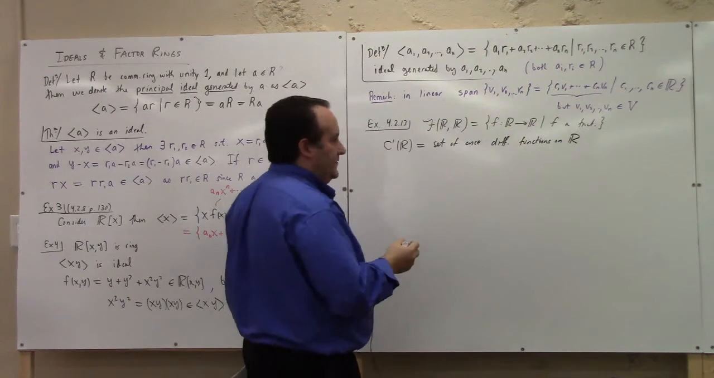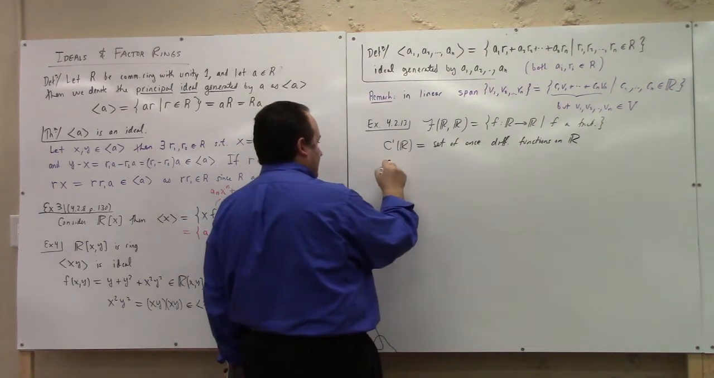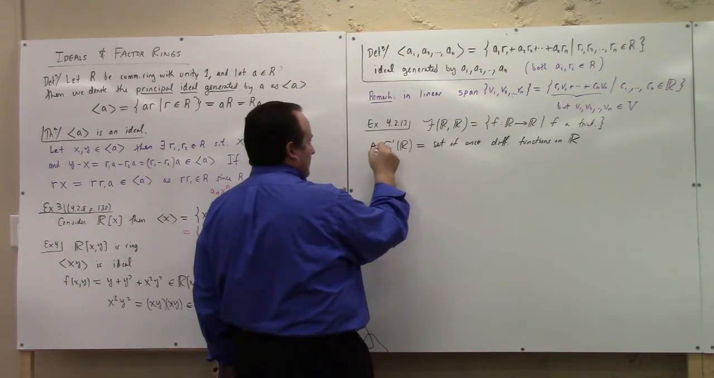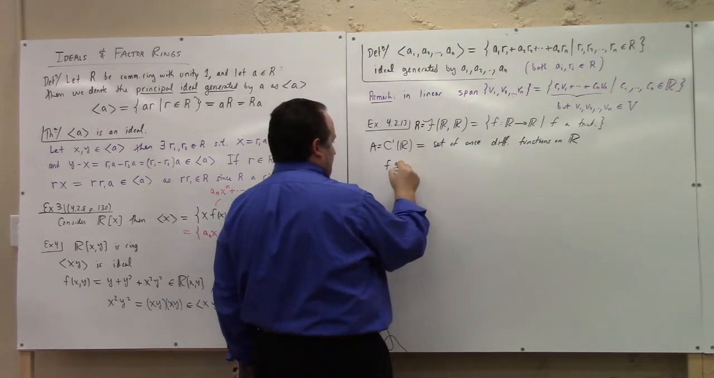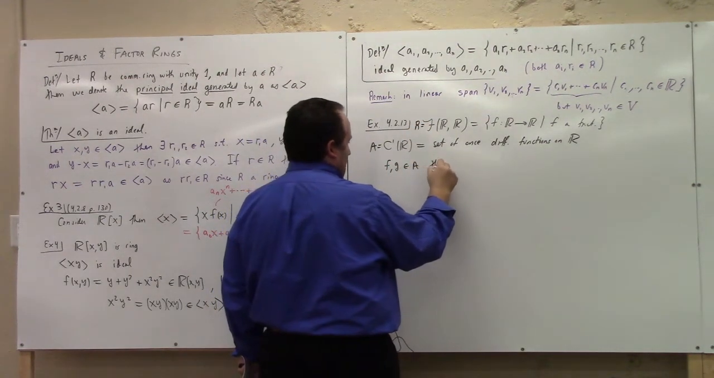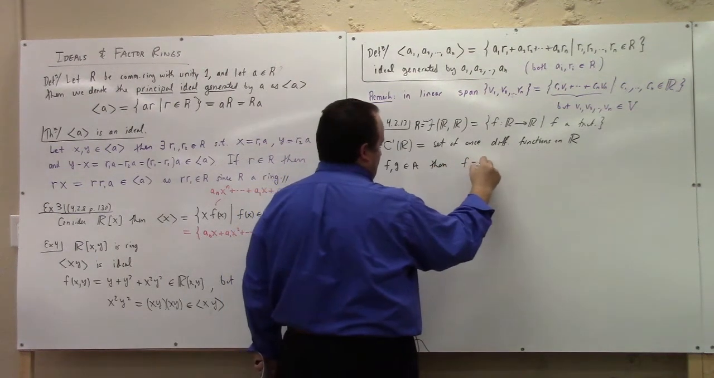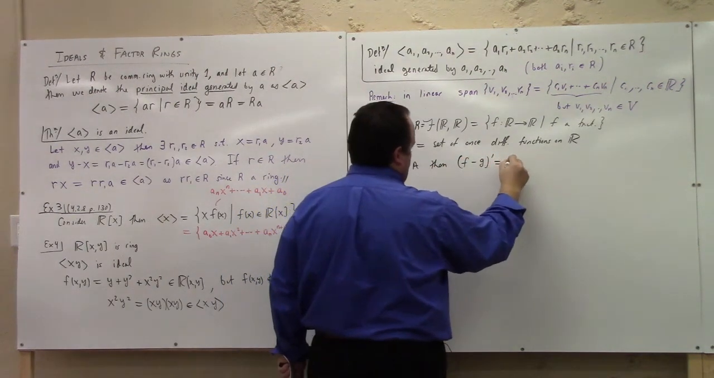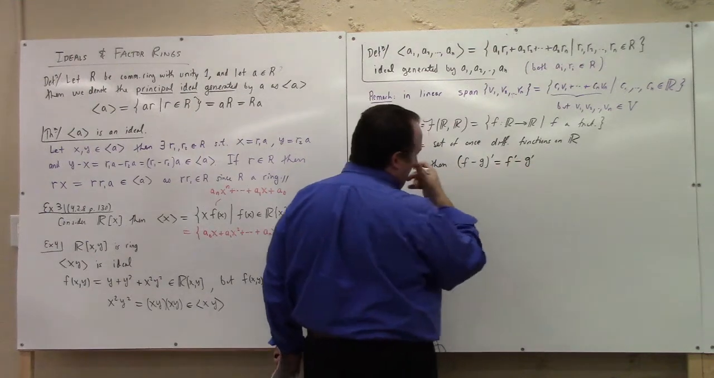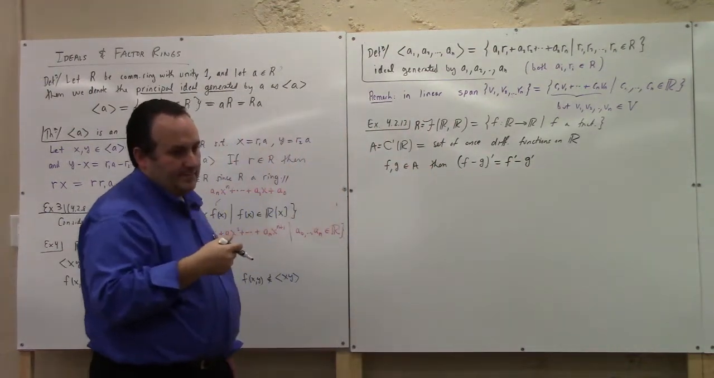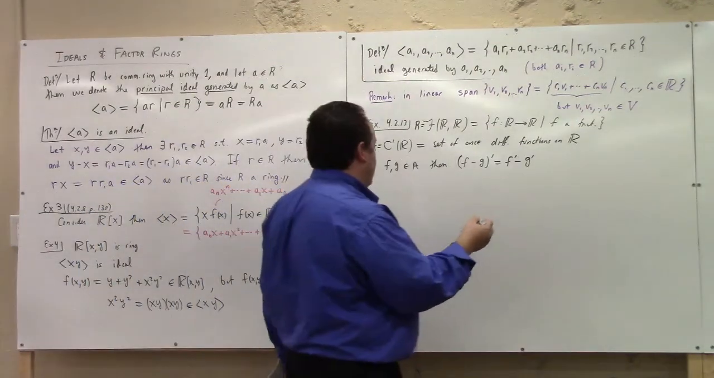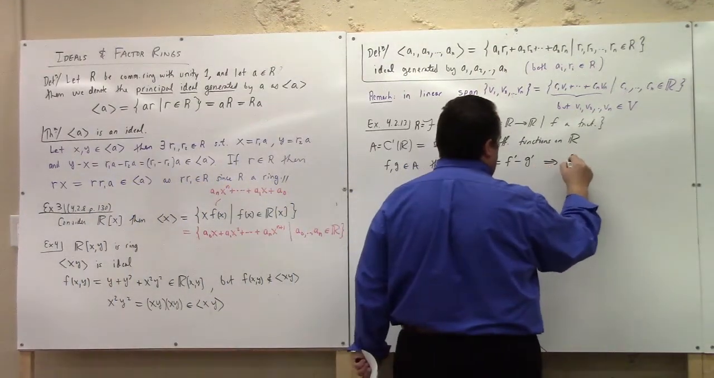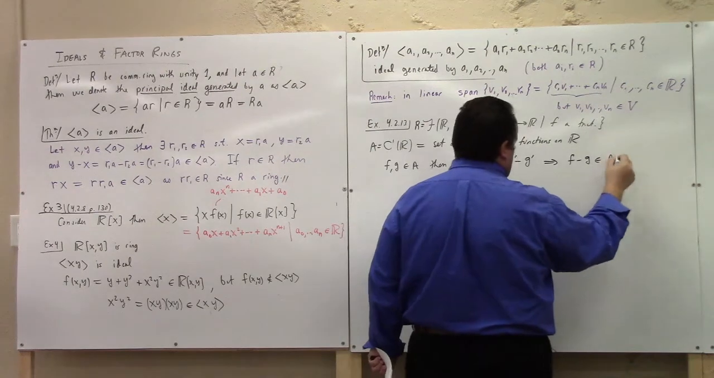Right? Well, if you take F, and let's call that A, and let's call this R. So if you take F and G in A, then (F minus G)' is F' minus G', right? And by the rules of calculus, the derivative of the difference exists, and so that implies that F minus G is in the ring, right?